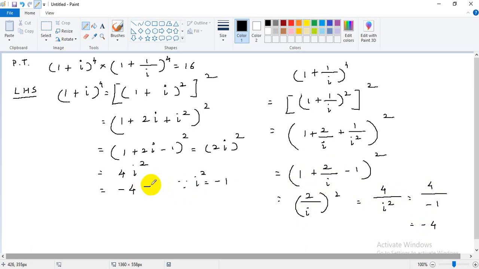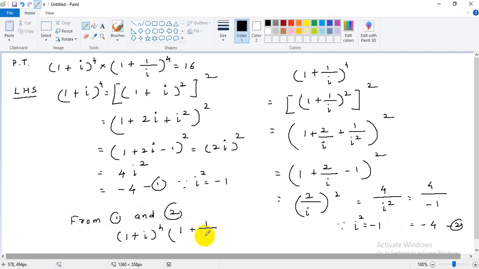Okay, so I can take this as result 1. Here also you can say the same reason, that as i² is -1, we got this -4. हा जो -1 लिहिला त्याचं हे जस्टिफिकेशन आहे, कारण इथे i² होता, i² is -1, so we got -4. Say this is 2. So now from 1 and 2, what we can declare, (1 + i)⁴ into (1 + 1/i)⁴ is equal to -4 into -4, that is 16. So proved.